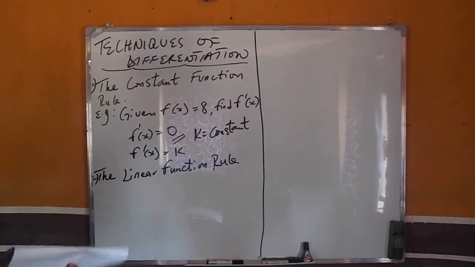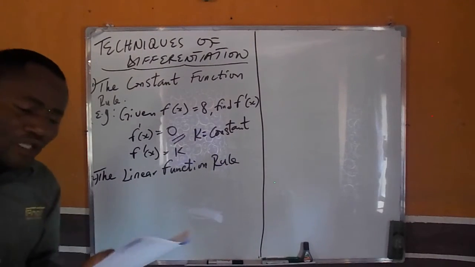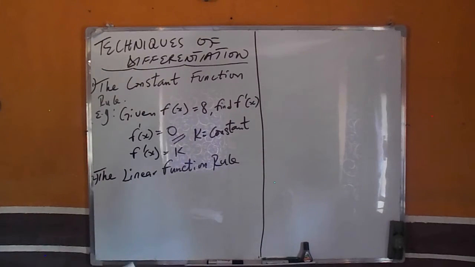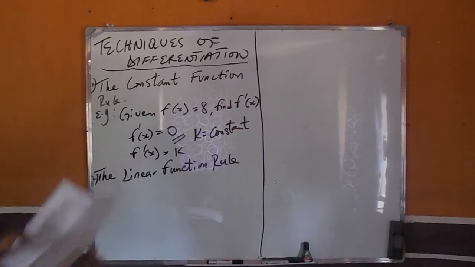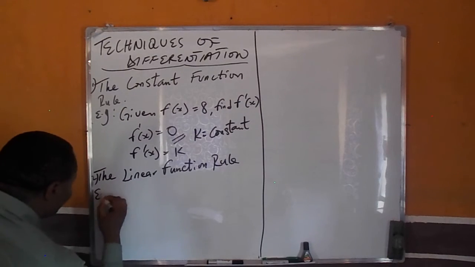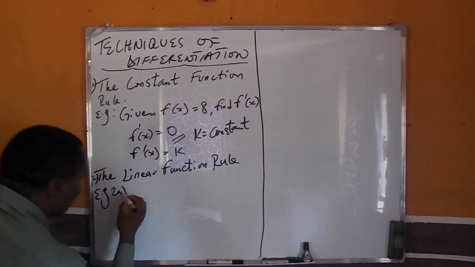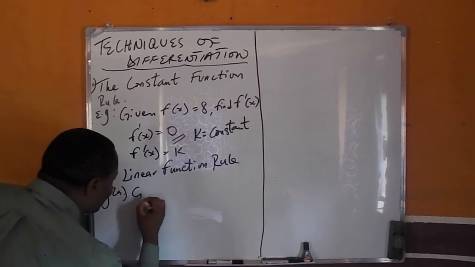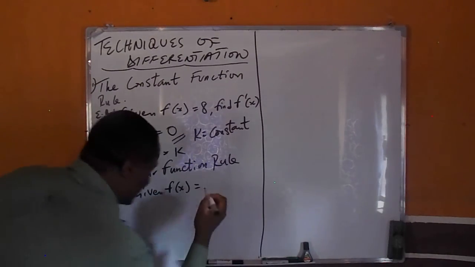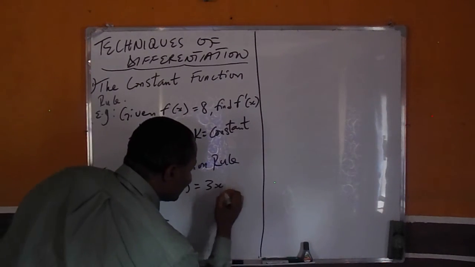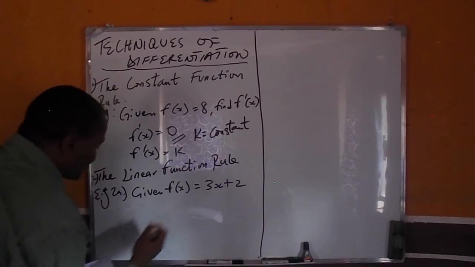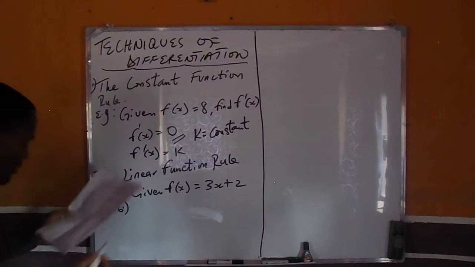We move to the linear function rule. How do we solve questions under the linear function rule? Let's look at a question under the linear function rule. These are questions that will always be in the form of a linear equation. Then we have example 2a. Let's look. Given f of x equals 3x plus 2, and b says what?